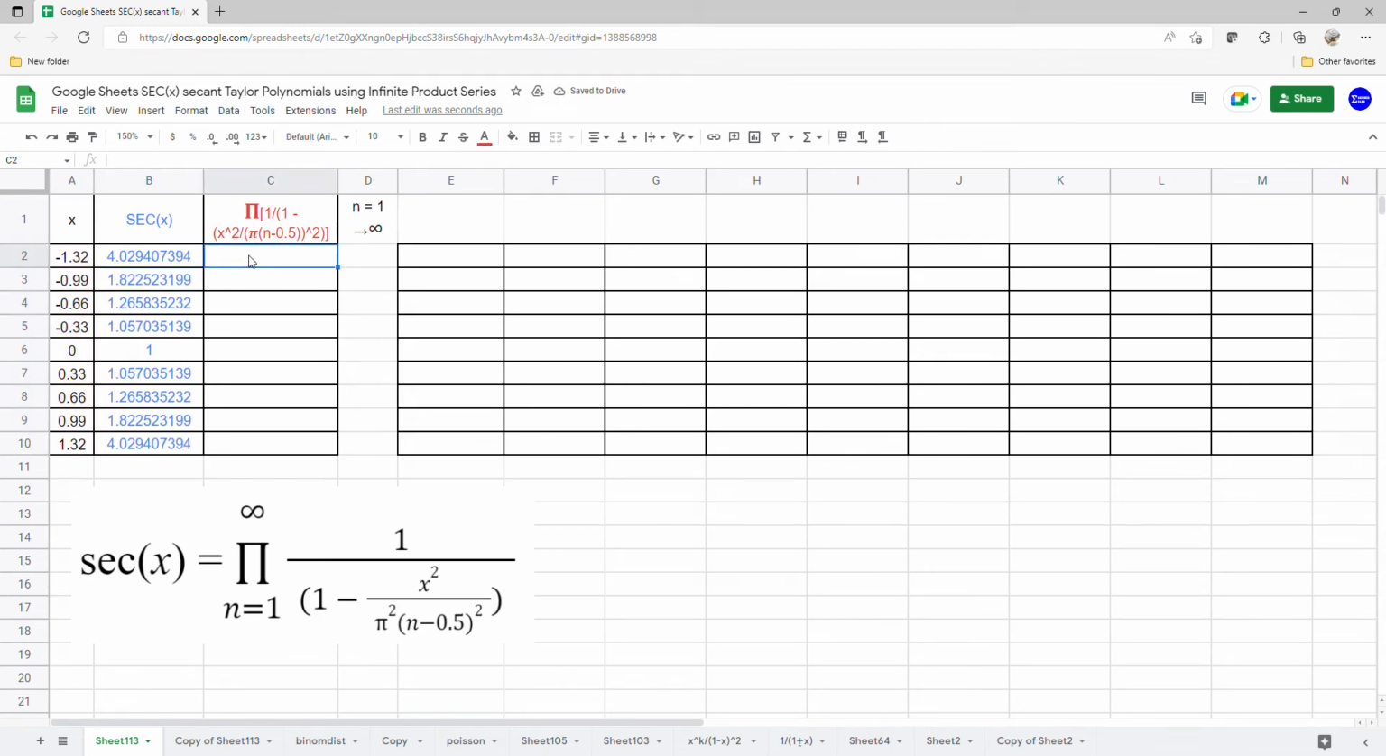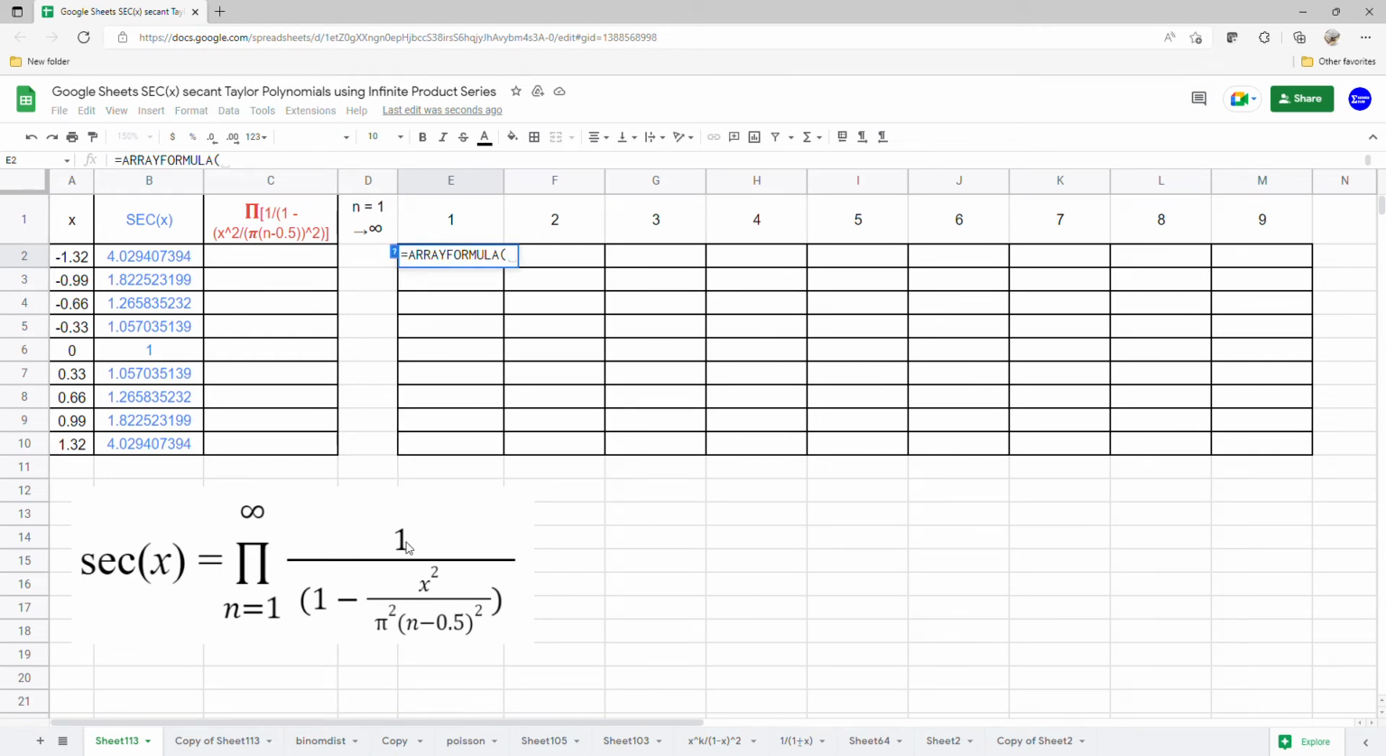And the infinite product, which is the product of 1 over 1 minus x squared over pi squared times n minus 0.5 squared, and the value of n is from 1 to infinity. So we can start from 1 up to infinity, which is good enough. 9 is good enough, so continue the array formula.